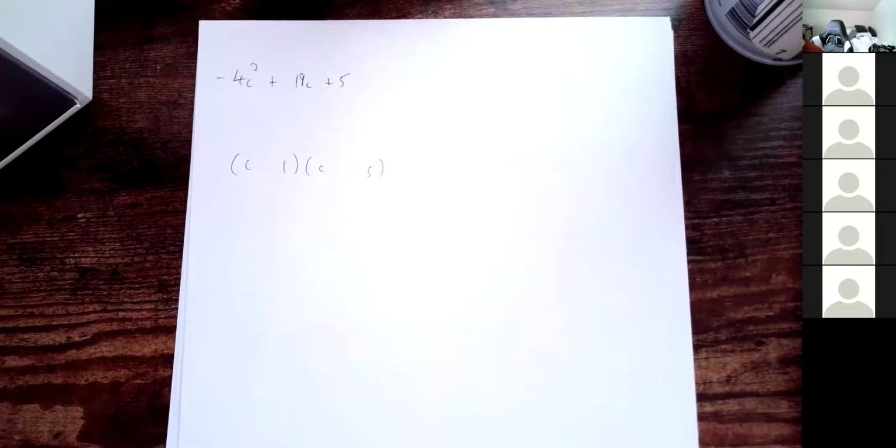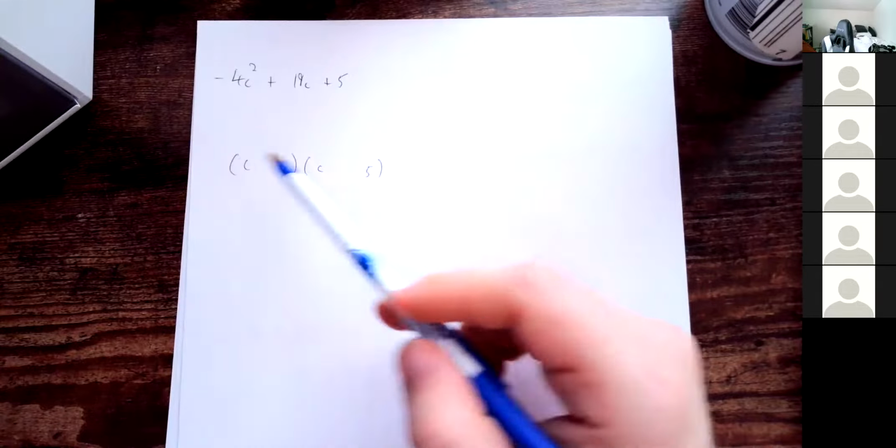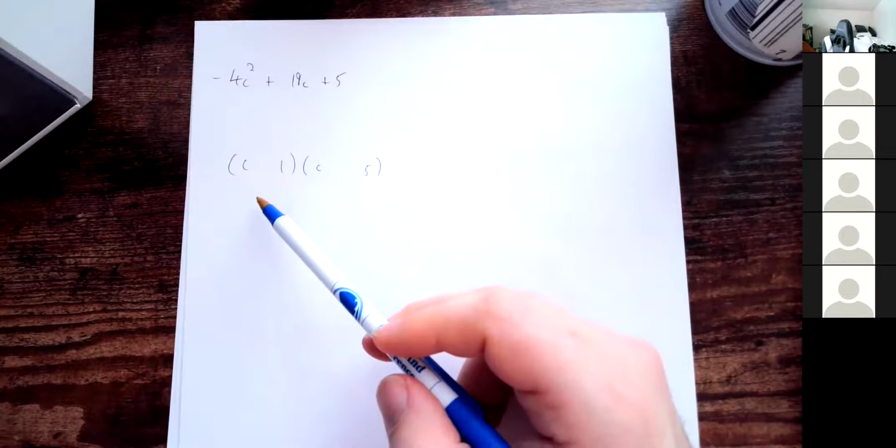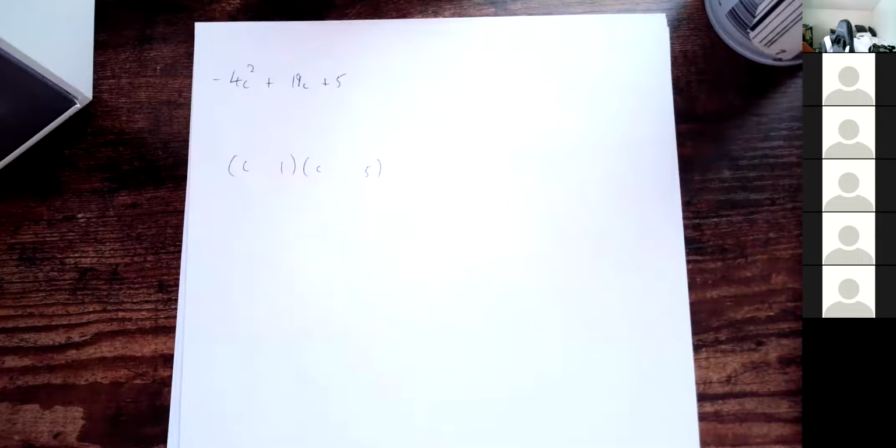Okay, after giving you a minute to think, let's talk it through. For the numbers that go in front of C, your options are 2 and -2, -1 and 4, or 4 and -1. So how are you going to get it?